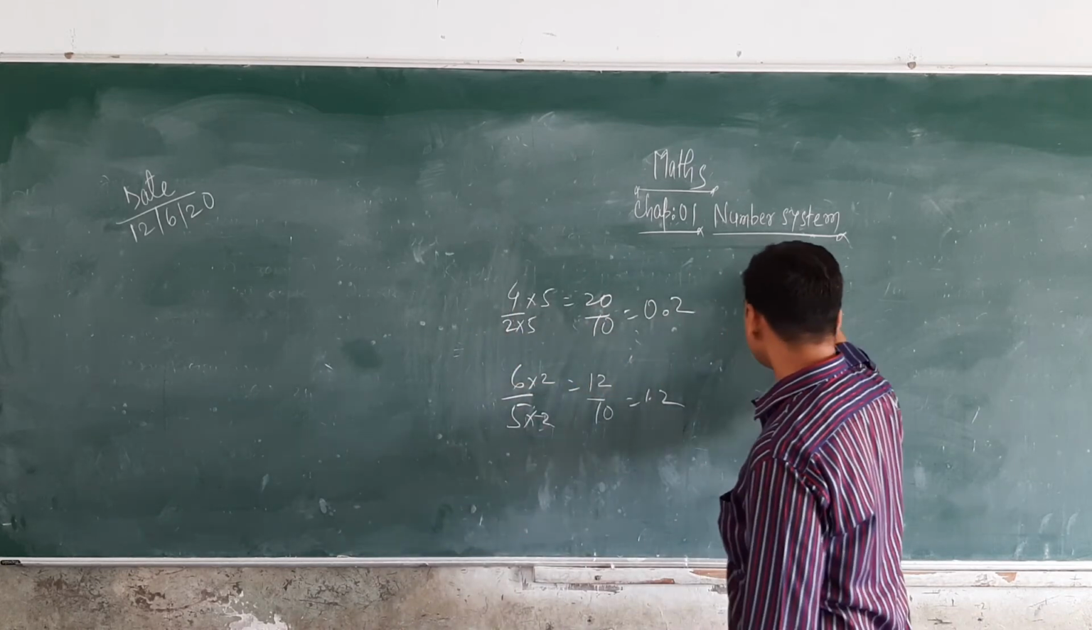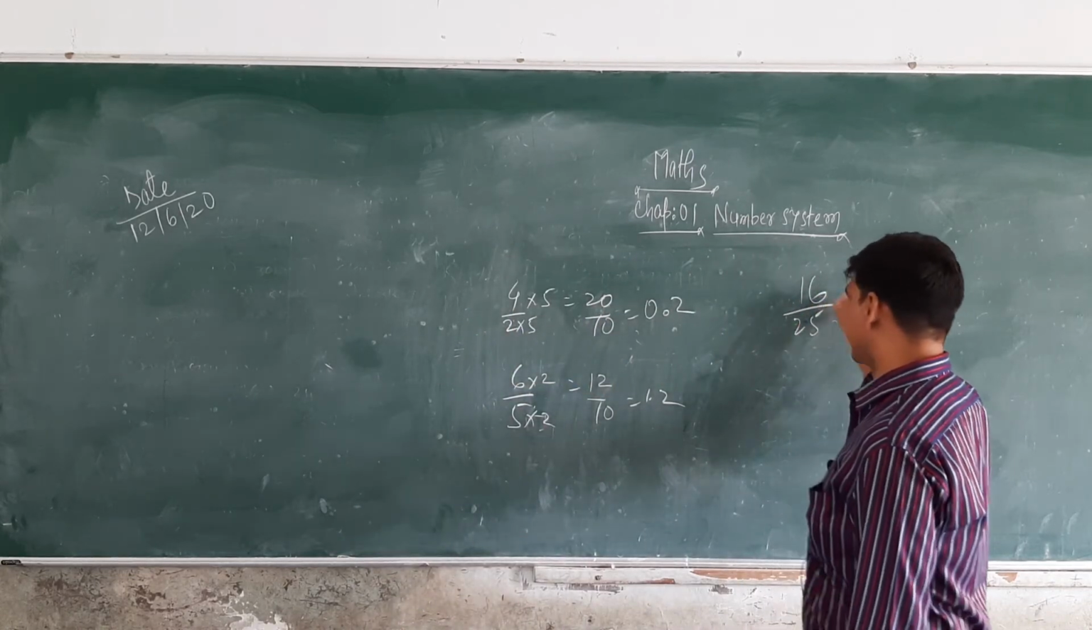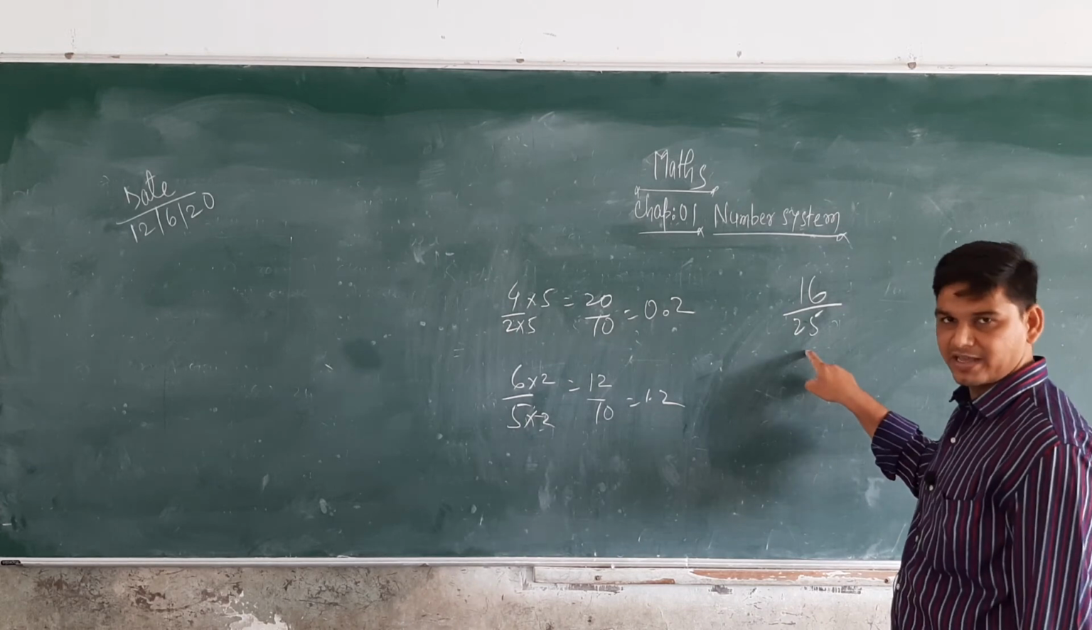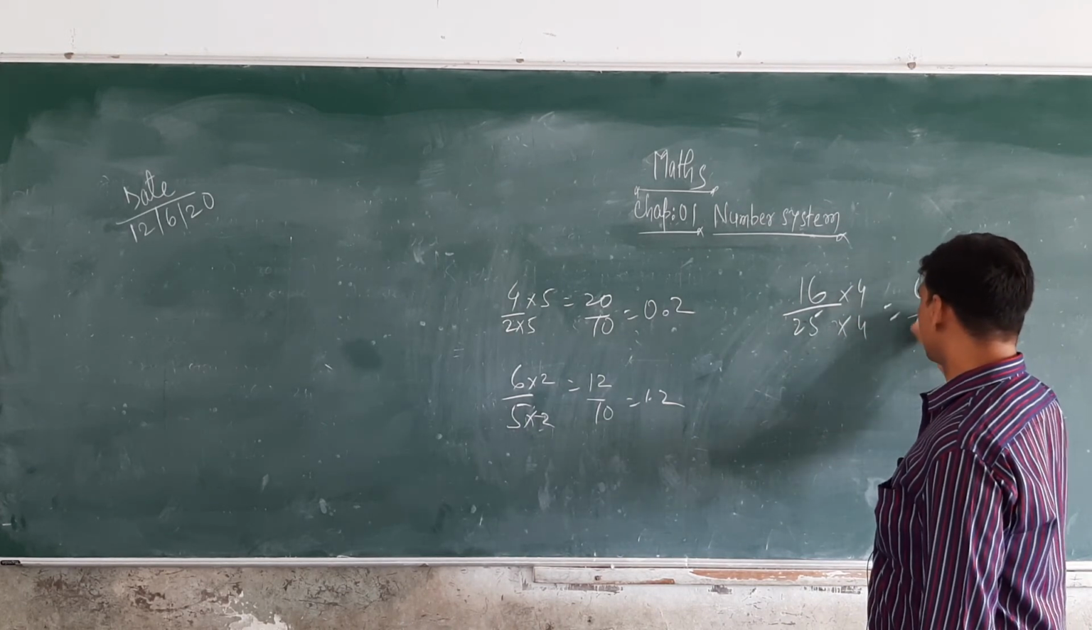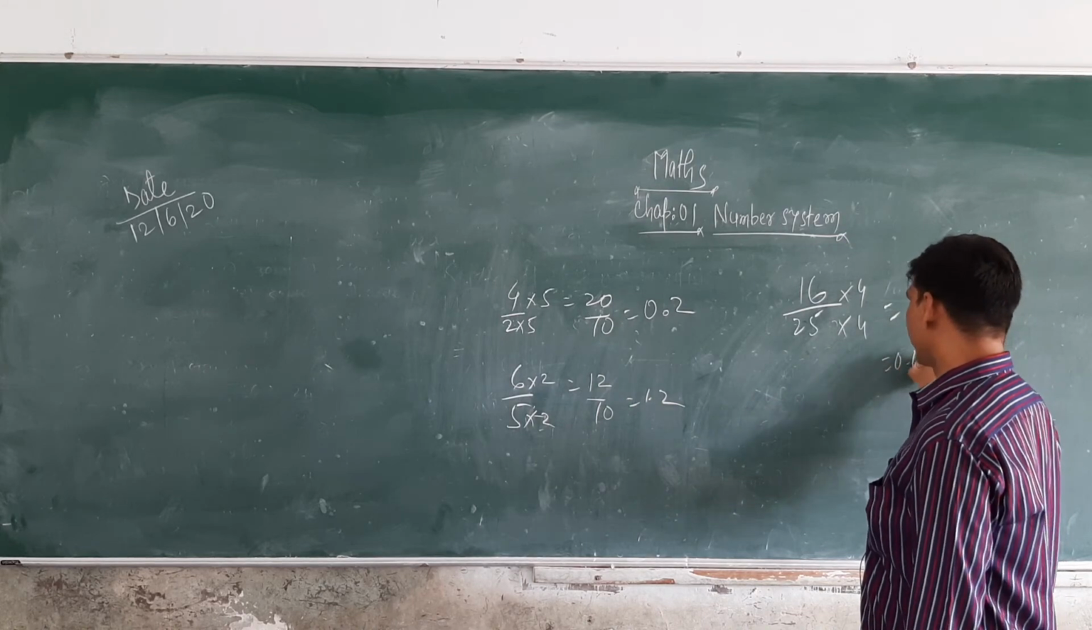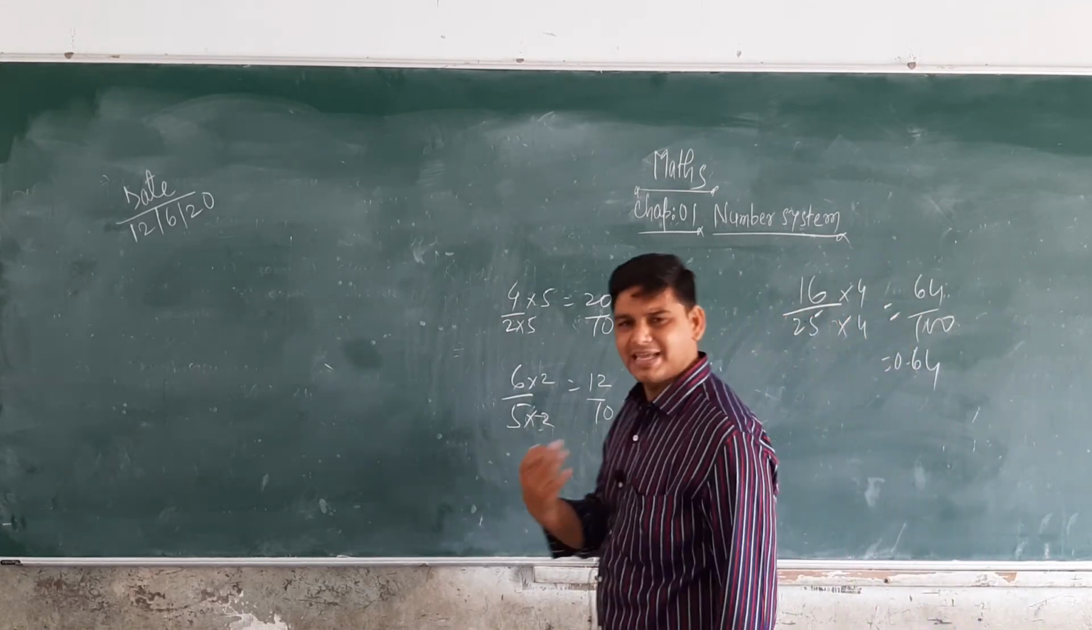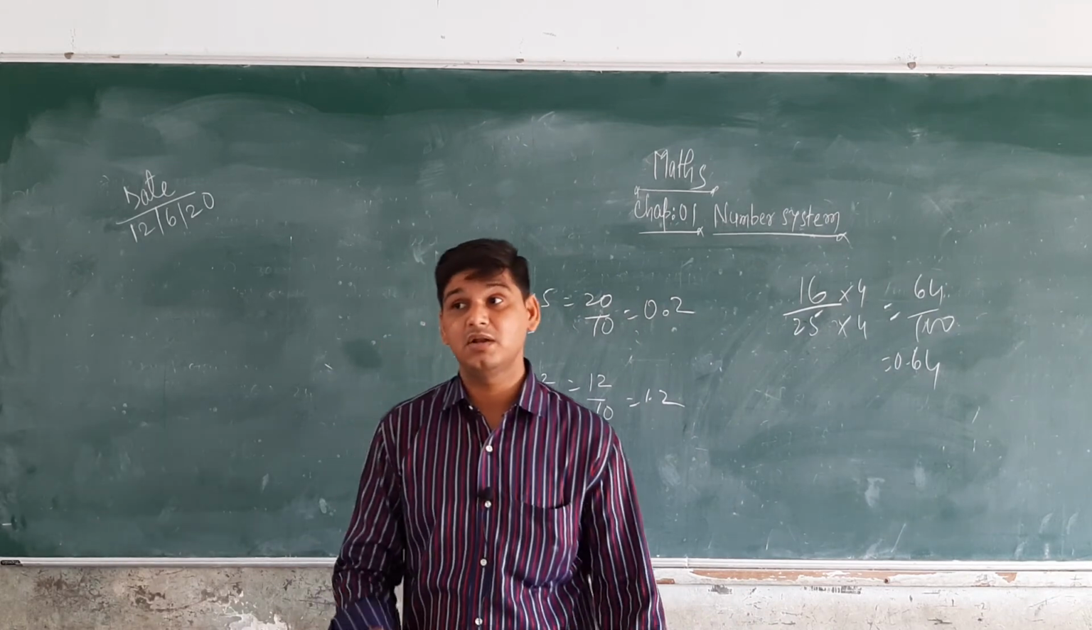Like for example, 16 upon 25. 25 is a form of 5. So it should be multiplied with 4. So 64 upon 100, that is 0.64. So it can be easily converted into decimal form.